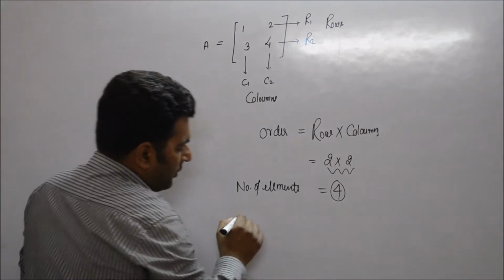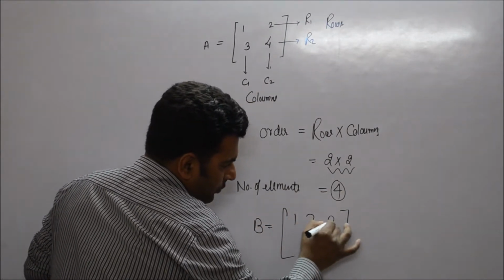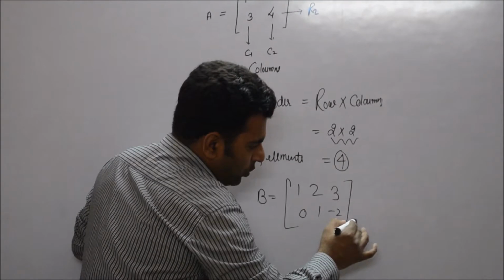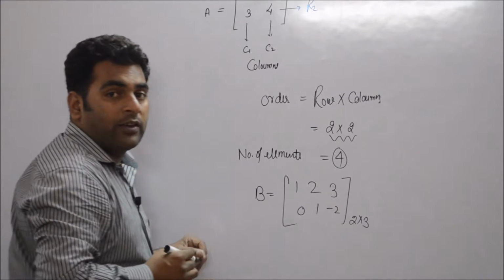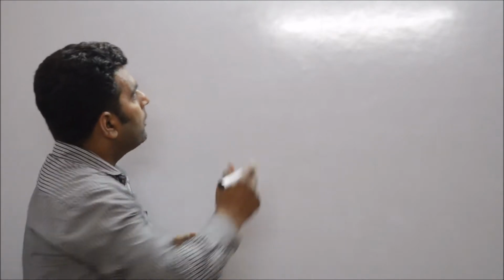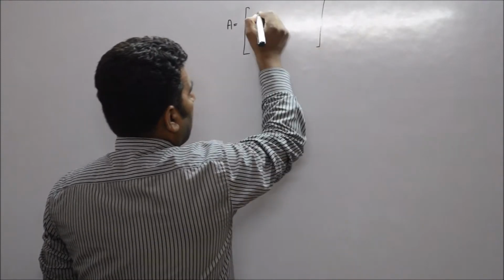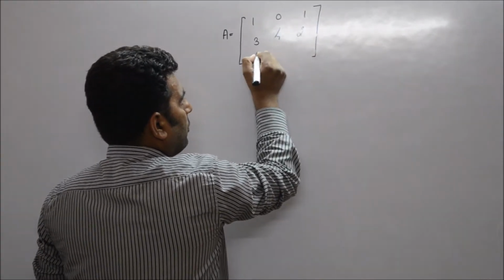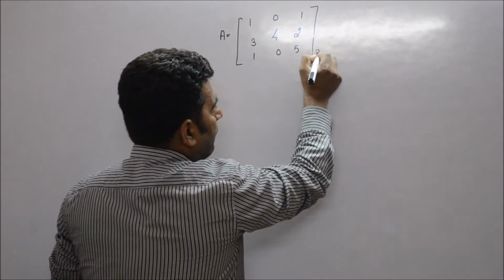If we take another example, matrix B like 1, 2, 3, 0, 1 and minus 2, then of course how many rows are here? 1, 2, 2 rows, and how many columns? 1, 2, 3, 3 columns. So this is a matrix of order 2 by 3 and it contains 6 elements. If I take another example like 1, 0, 1, 3, 4, 2, 1, 0 and 5, this matrix is of order 3 by 3.